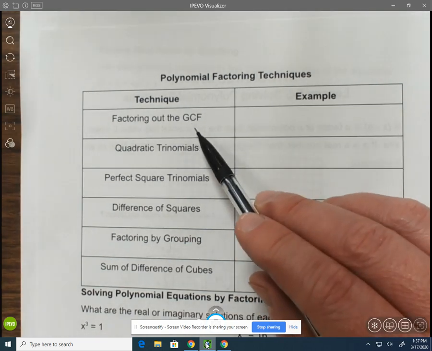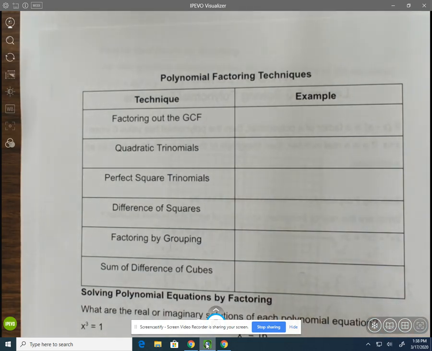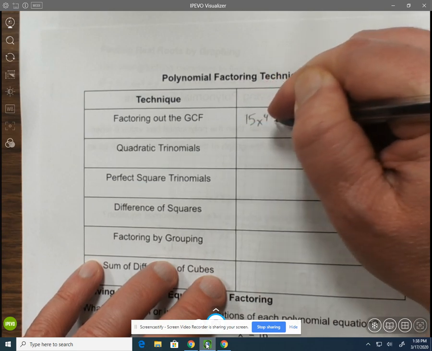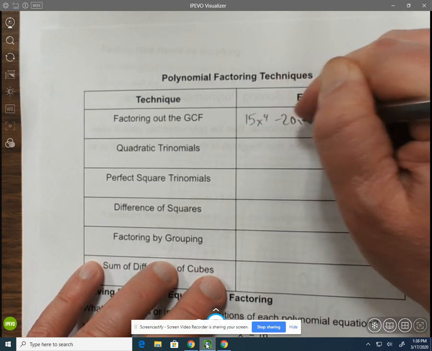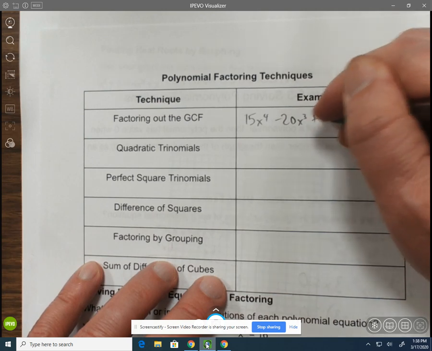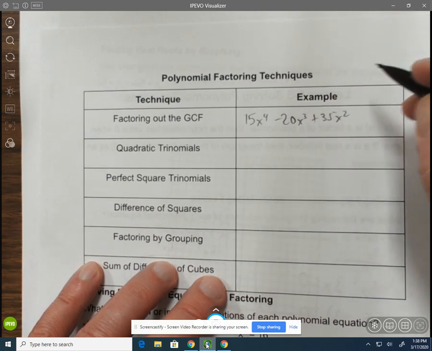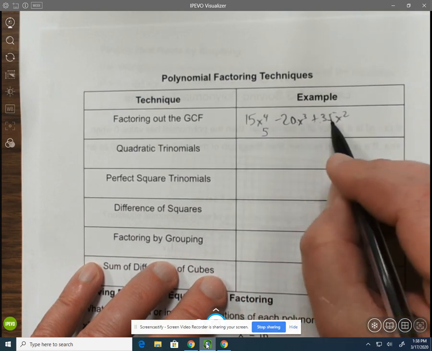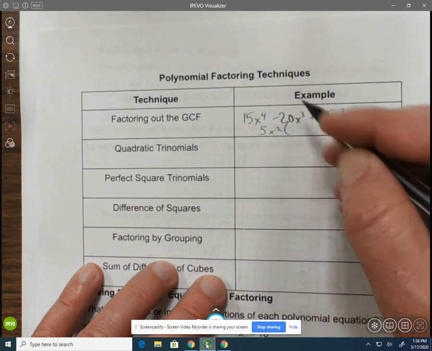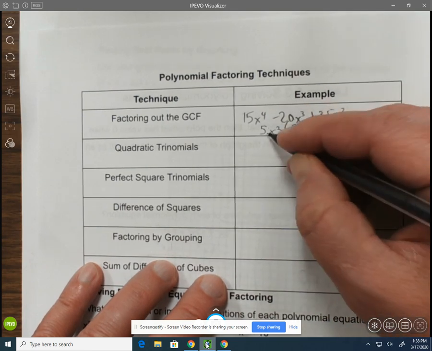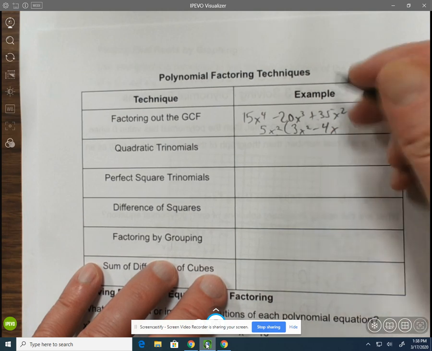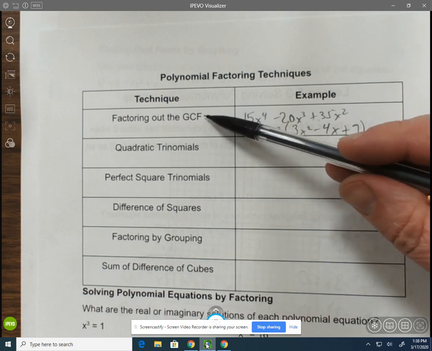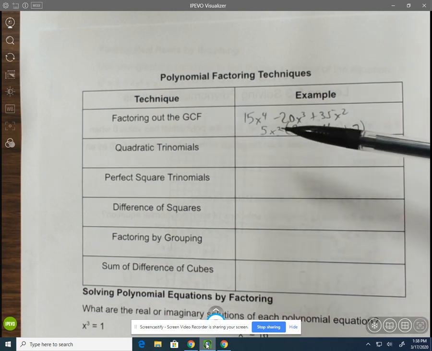The first one we saw in there is factoring out the greatest common factor. That would be something like we just saw: 15x squared minus 20x cubed plus 35x squared. Here, I know I can take out a 5x squared from 15, 20, 35, and that would leave 3x squared minus 4x plus 7. So one of the kinds of factorings you're going to look for, and this is really always the first one you should try to look for, is factoring out that GCF.